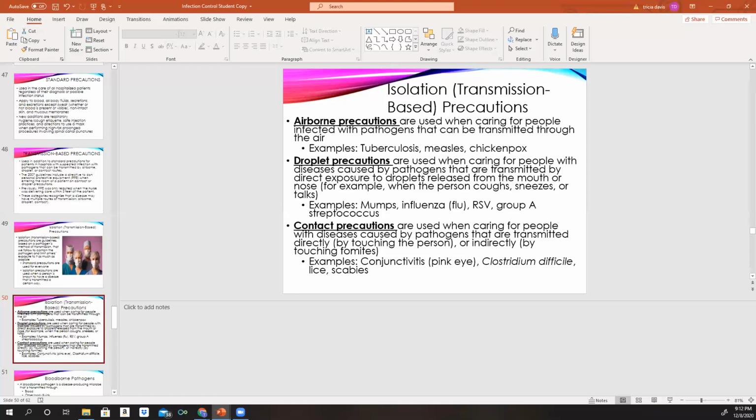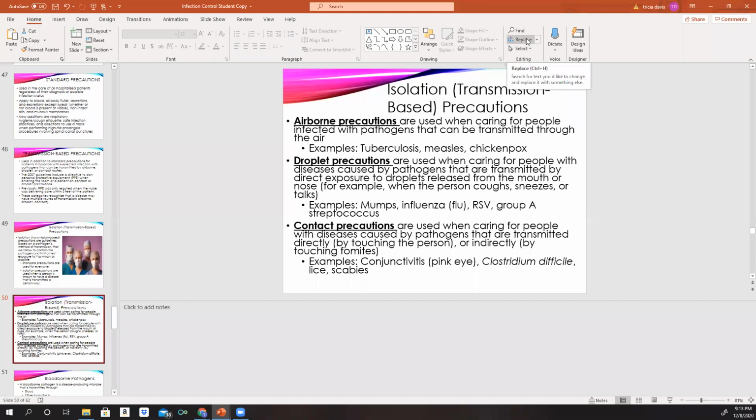You are going to change your gloves after having contact with the infectious material. You're going to remove your PPE before leaving the patient environment, and you're going to wash hands with an antimicrobial or waterless antiseptic agent.